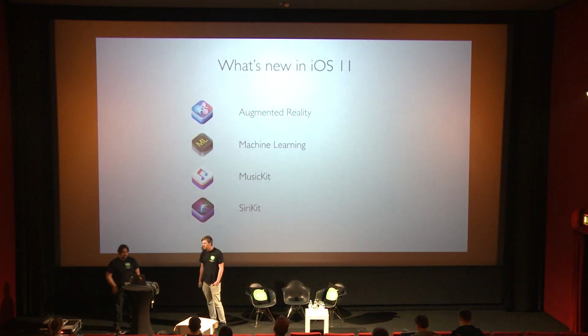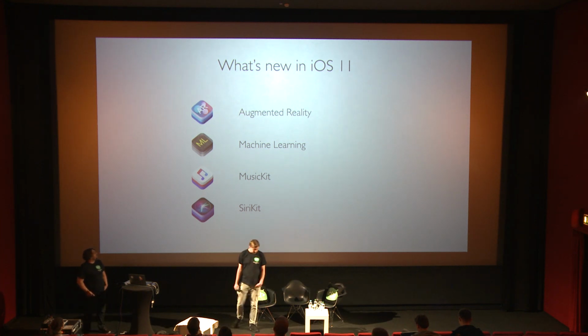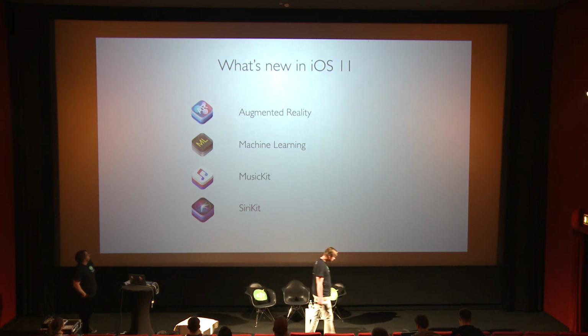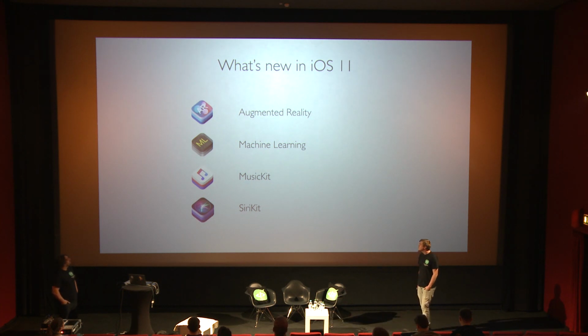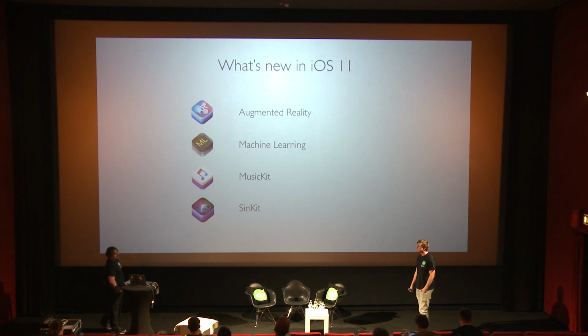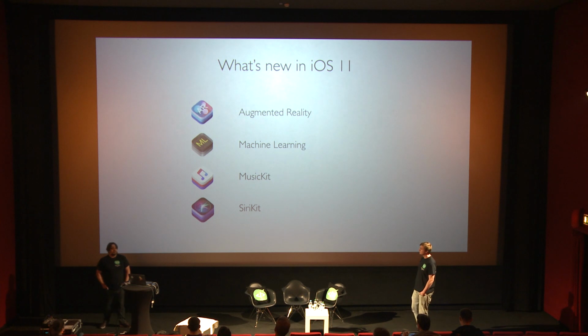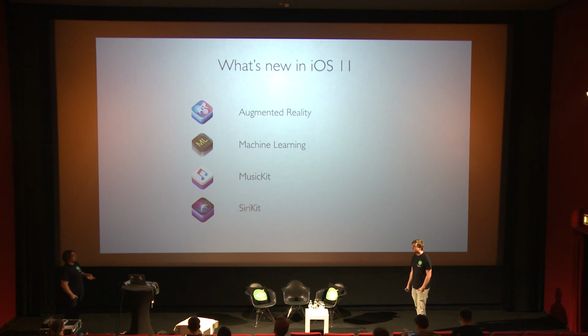So, what's new in iOS 11? There are actually a few things. So augmented reality, of course. Machine learning is also one of the main features of the new SDK. And then Music Kit, SiriKit, and a lot of improvements to other functionalities. Augmented reality is, of course, the one that really caught our attention.